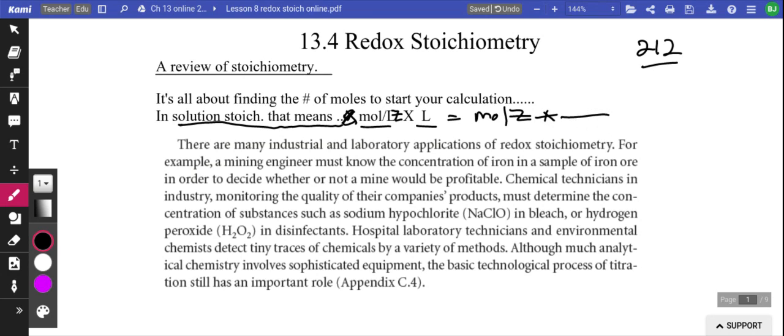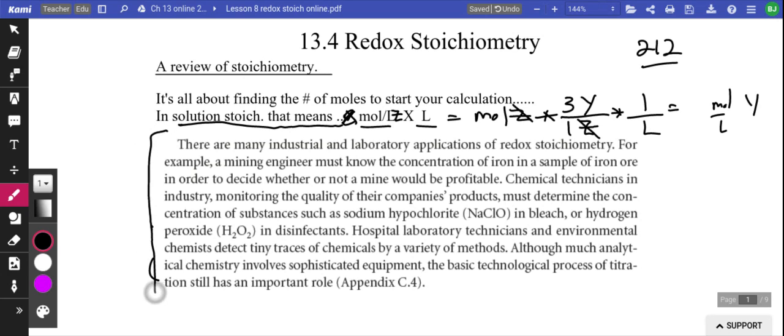And then you're going to use a molar ratio from the balanced equation, and you're going to put the chemical you're looking for on top. Let's say in our balanced equation, 3Y are produced for every 1 Z. That's going to give you your moles of chemical Y, and then you're going to divide by the volume of chemical Y to get the moles per liter of chemical Y. So that's sort of our standard pattern for these solution stoich problems. And I'll review that as we go through it.